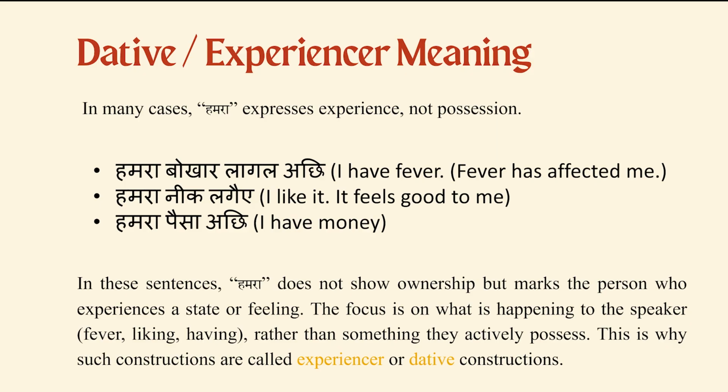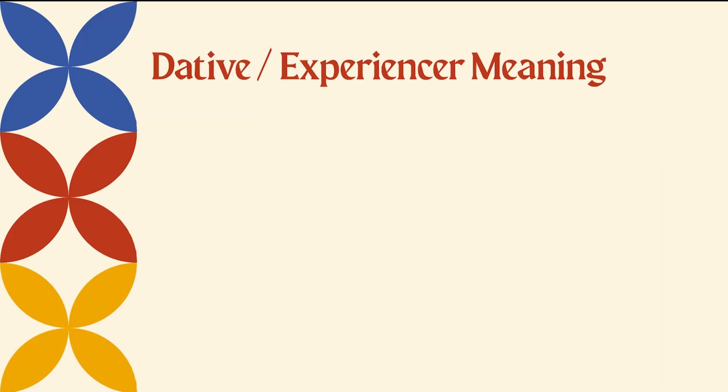So, in these sentences हमरा does not show ownership, but marks the person who experiences a state or feeling. The focus is on what is happening to the speaker, that is having fever, liking or having something, rather than something they actively possess. This is why such constructions are called experiencer or dative constructions. So, what does it mean? The dative and experiencer meaning.